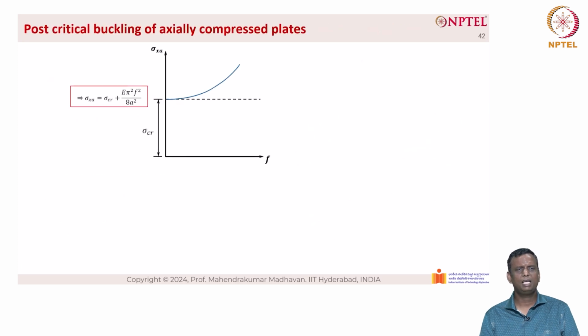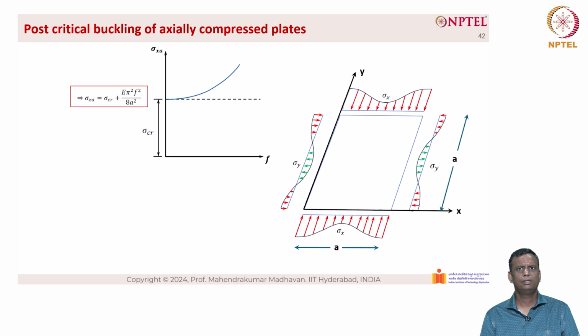Now, when we plot it, we have sigma xa equal to sigma critical plus E into pi square into f square by 8a square. As you can see, the critical buckling stress of the plate is represented in the y direction, and the large displacement is represented in the x direction in terms of f. So, we can see the stress distribution, which is non-linear in nature after the critical buckling has been attained and post-buckling has been initiated.